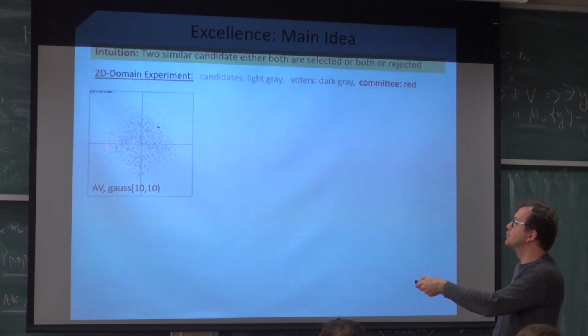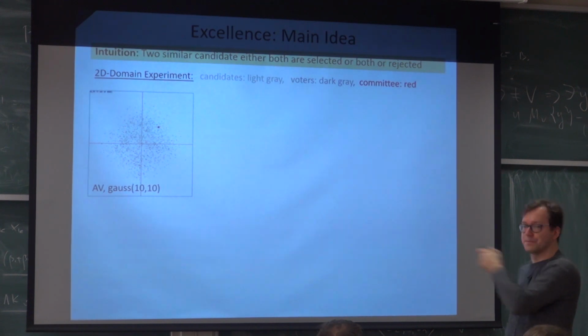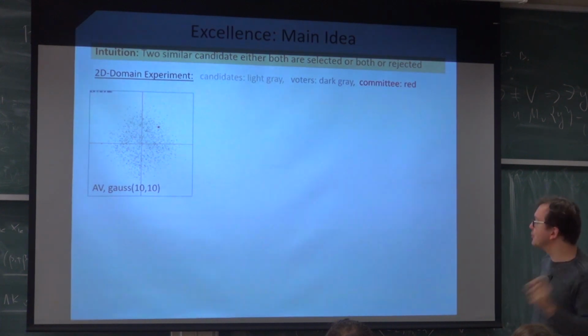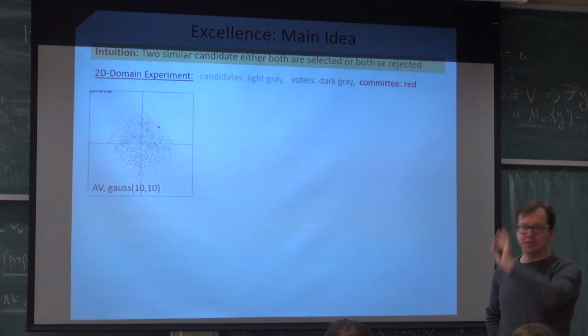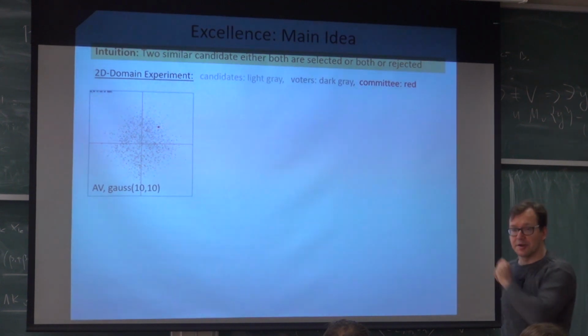There's a Gaussian distribution here with 250 points. Okay, I have to go back a bit. So there are two kinds of points on this picture. There are light gray points, these are candidates. There are dark gray points, these are voters. You probably cannot tell one from the other, but that doesn't matter because they're all distributed in the same way. So you have 250 voters and 250 candidates distributed from a two-dimensional Gaussian distribution here, the same here, the same here, and the same here, okay?